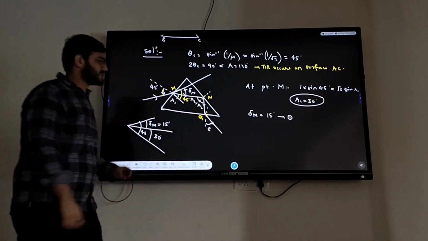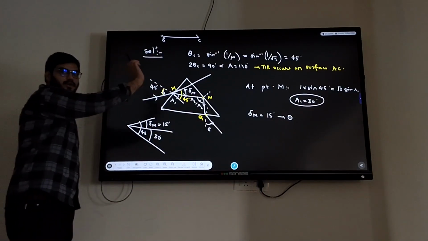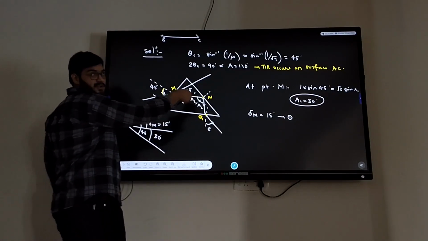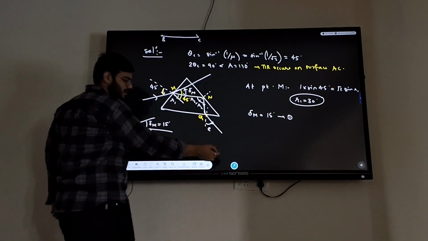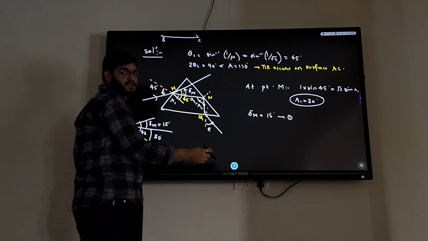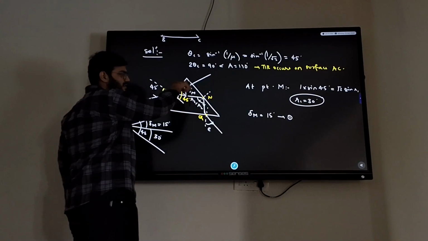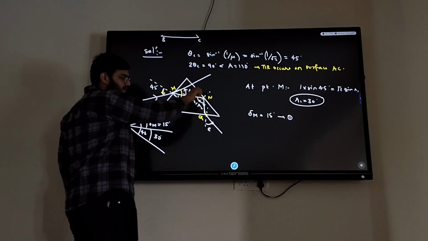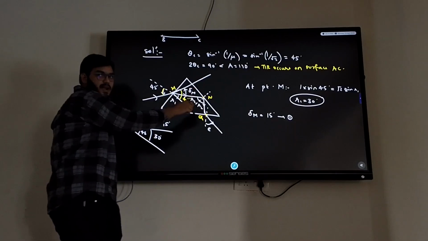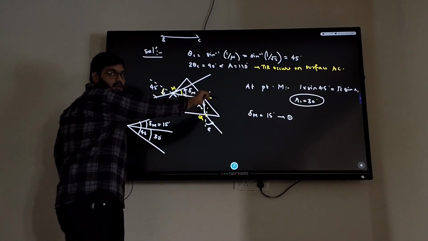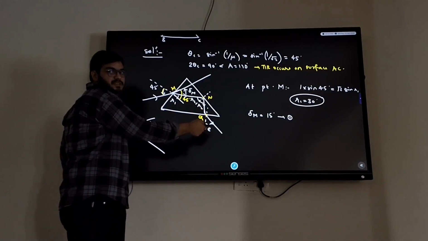This is the deviation at point N. So the ray got deviated like this. When the ray is going like this, then it gets deviated again in the same direction. Keep track of in which direction the deviation is occurring as well. In which direction is this? This is called clockwise. This is again clockwise. So I should add the deviation. What about this deviation? Anti-clockwise. So I should subtract this deviation.